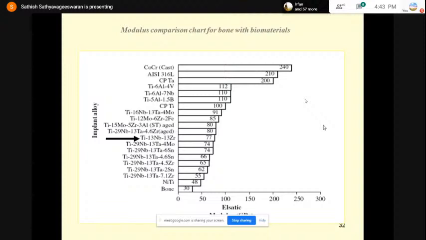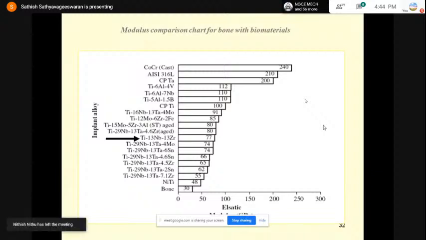If you look at the modulus comparison chart for bone with respect to various biomaterials, one can understand that. Initially, 316L stainless steel has been most widely used as a biomaterial. The modulus of this steel is substantially higher when compared with that of bone. If you look at the bottom, you can see that bone has a modulus of elasticity of around 20 to 30 GPa. It is mentioned as 30, but generally it will be from 20 to 30.